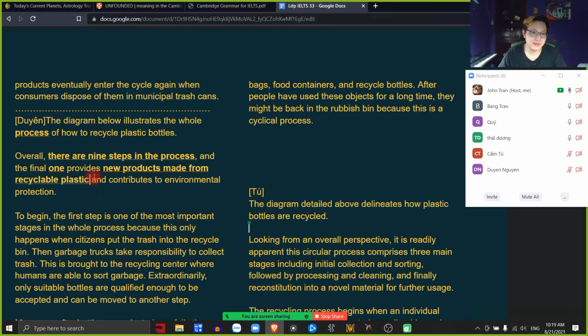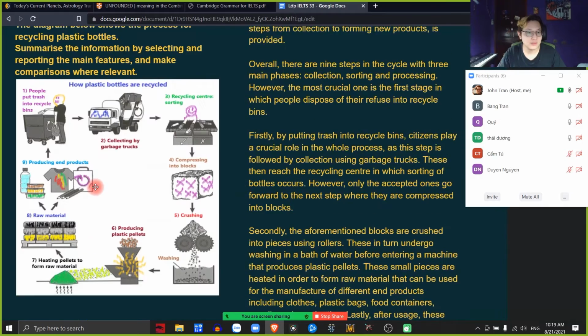It's much more clear if you say like this. And contributes to environmental protection, và nó cống hiến cho sự bảo vệ môi trường. Well, should not be used. Are you sure?